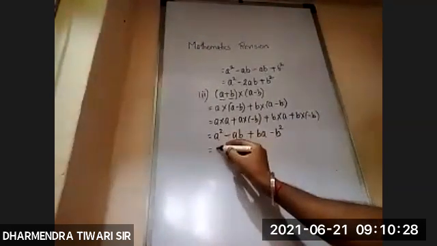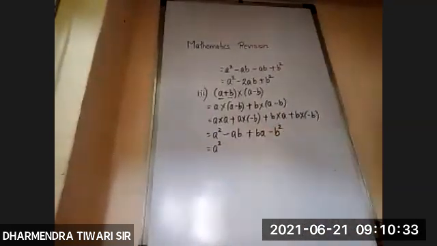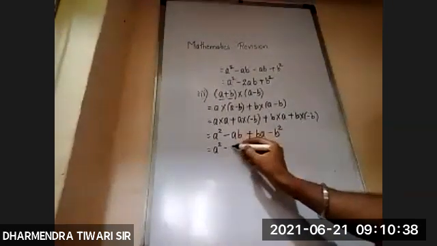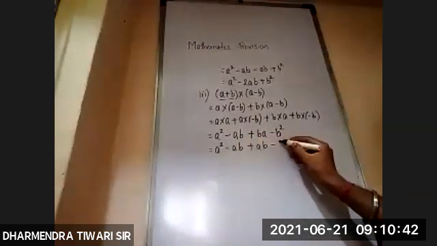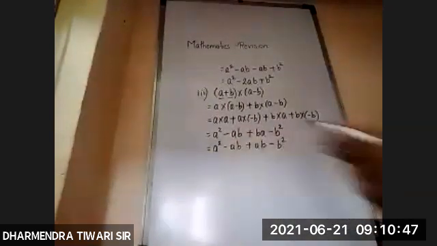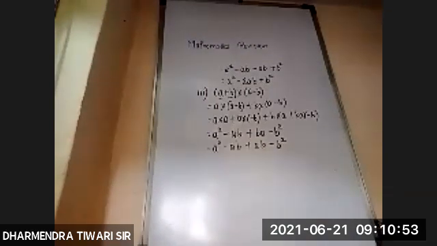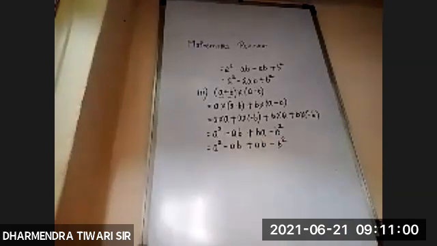So this is a square. I can see terms with opposite sign. If you want to write it in the same form, first write in the same form and then we will cancel. a square minus ab plus ab minus b square. Now what is our observation? The term ab is present with opposite sign.